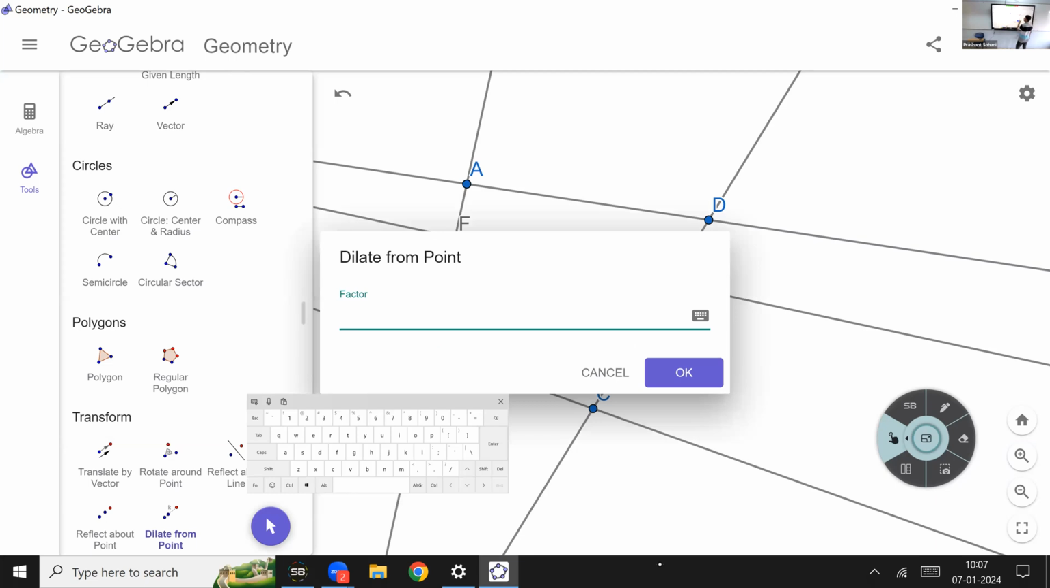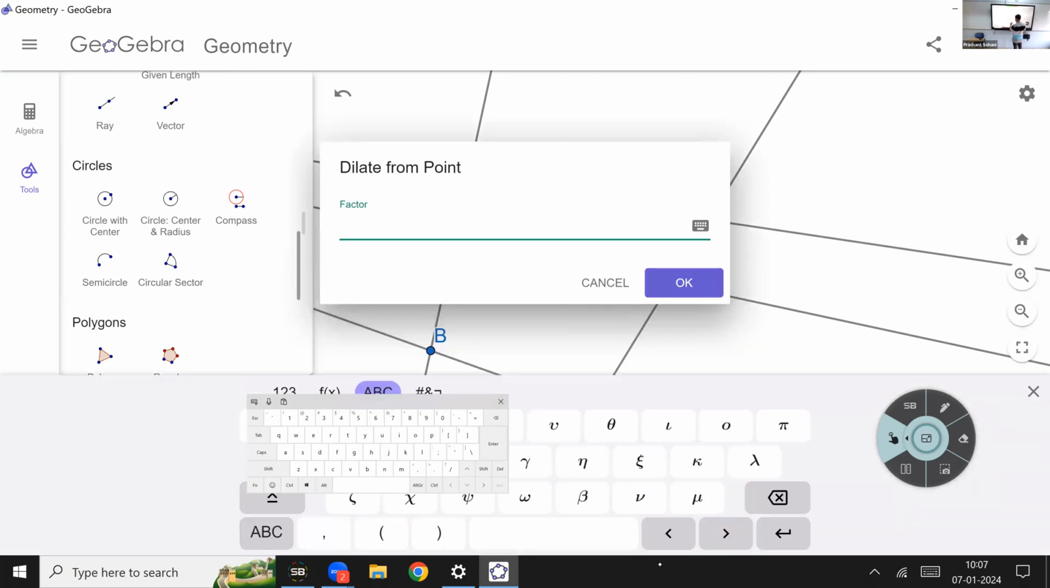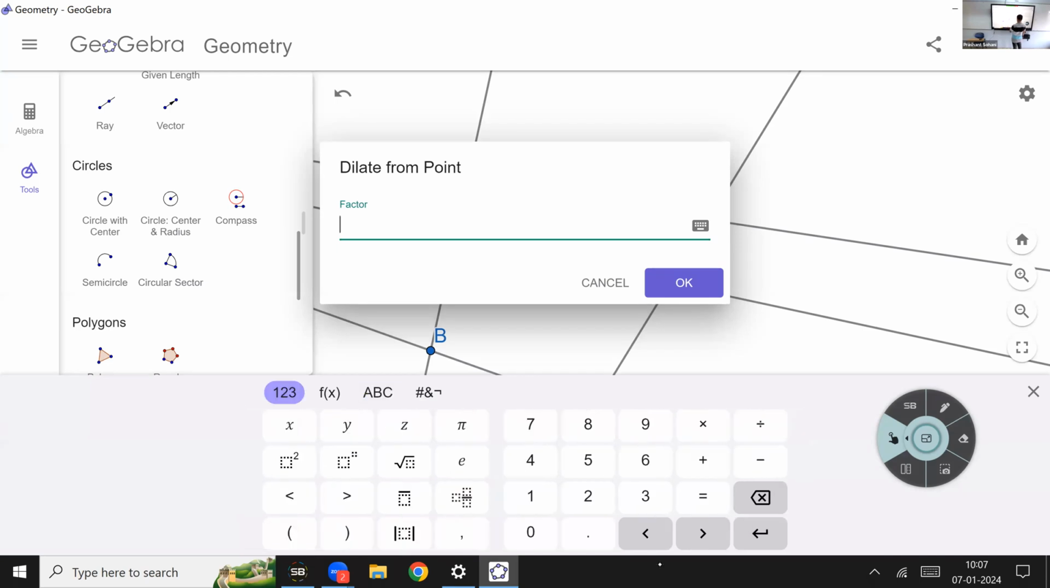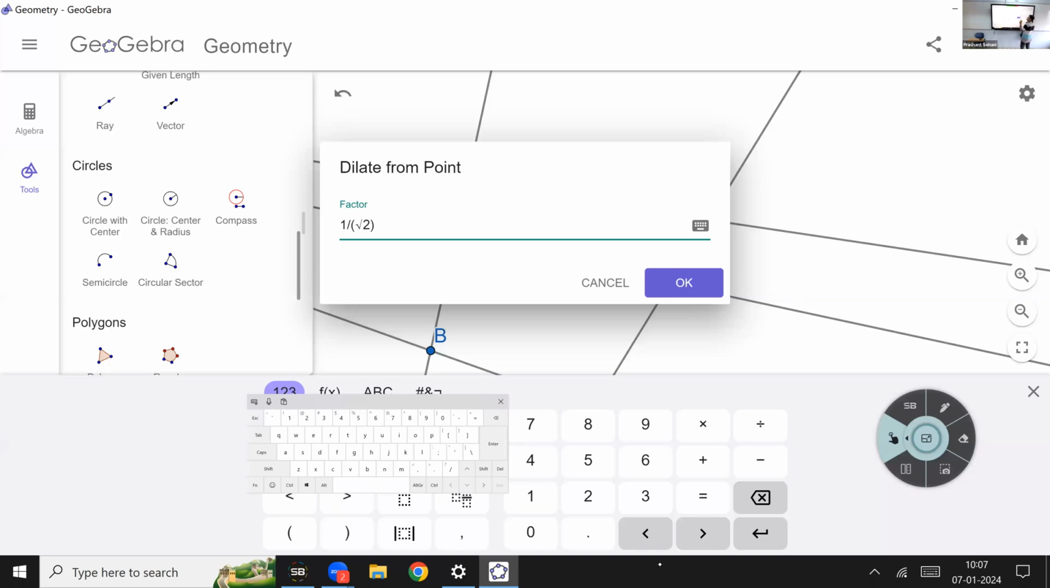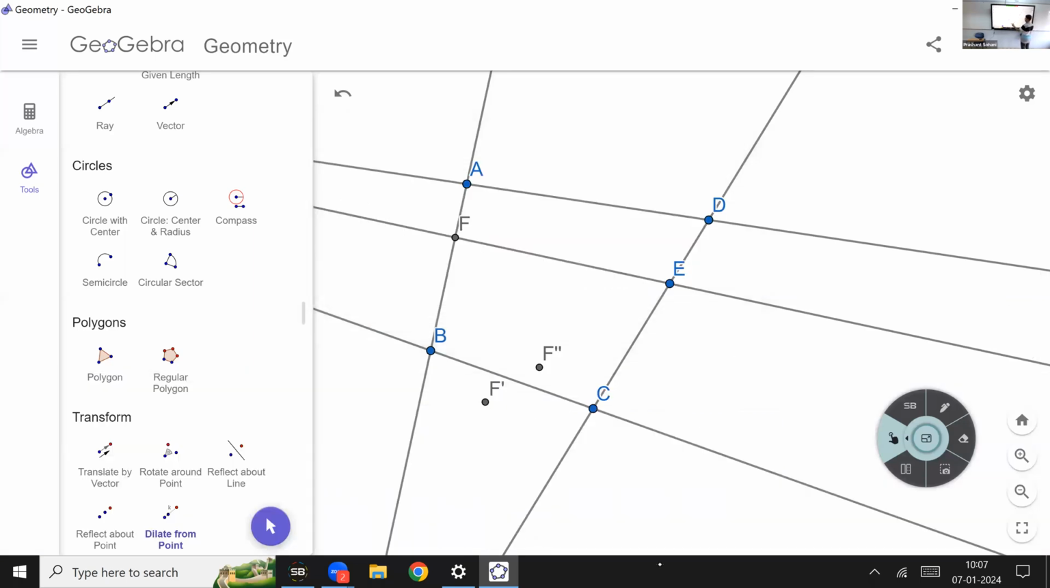Now how do I enter 1 upon root 2? I hope I can enter that. 1 upon this one. No, we can do it. Yes. Okay, so it became F double dash.